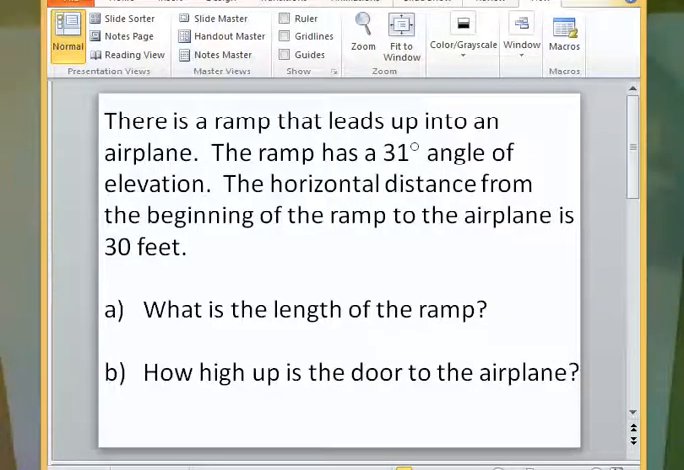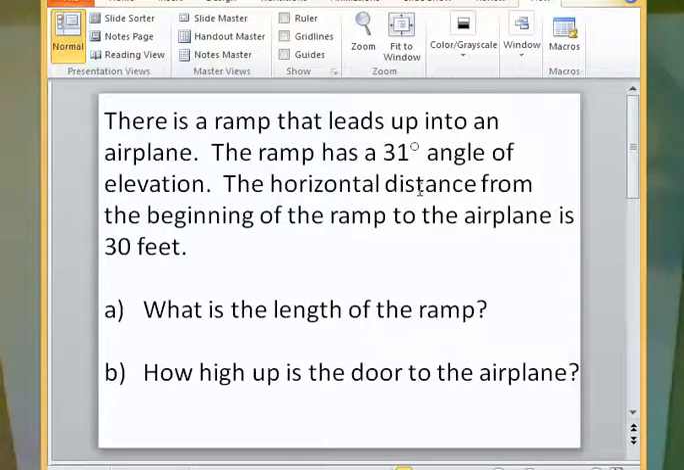And this one, we were able to get through in class, but for those of you that weren't here, this may help. And even if you were here, it probably can't hurt to see it again. So, you've got a ramp that leads up into an airplane. The ramp has a 31-degree angle of elevation. The horizontal distance from the beginning of the ramp to the plane is 30 feet, and they want the length of the ramp, and they want the height to the door.